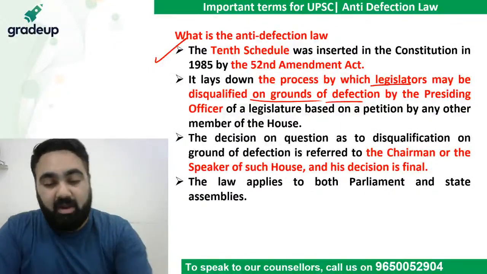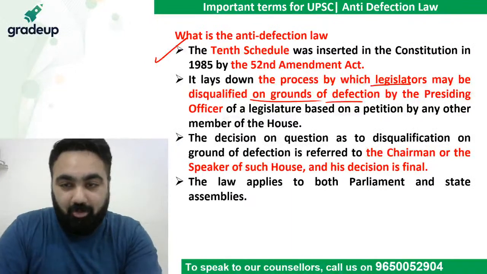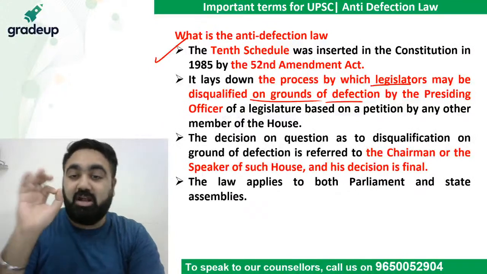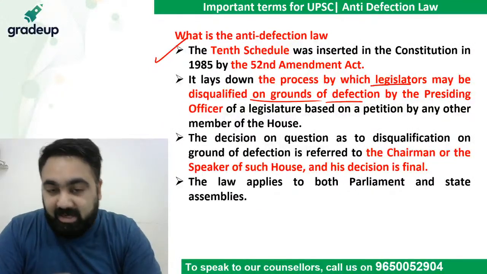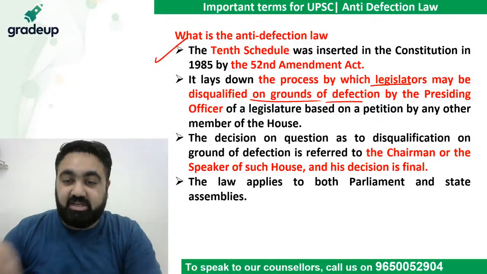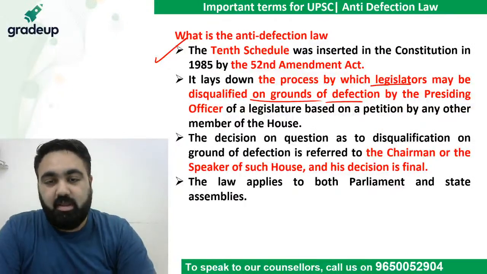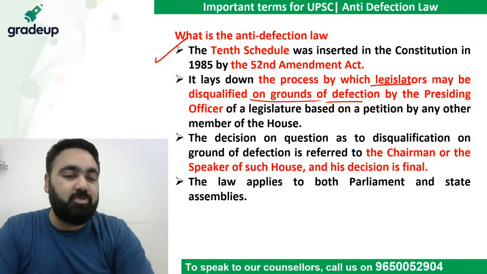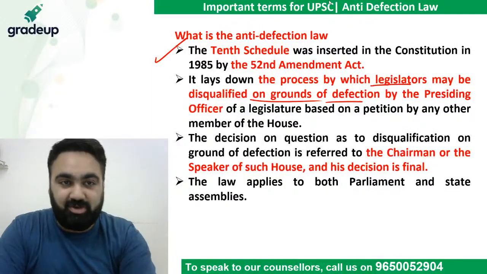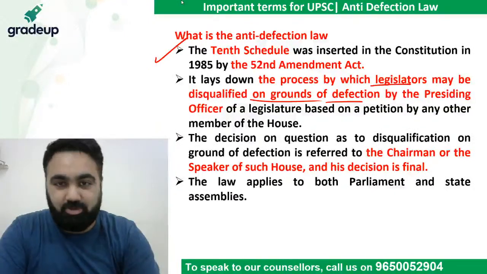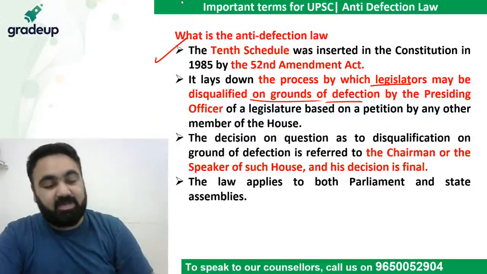The important part is that when a member of parliament or member of state legislature is disqualified on the grounds of defection, the decision for disqualification is to be taken by the presiding officer of the house. It means in Lok Sabha, if a member has to be disqualified, the Lok Sabha Speaker has to take the decision. If in Rajya Sabha a member has to be disqualified, the Rajya Sabha Chairperson has to take the decision.